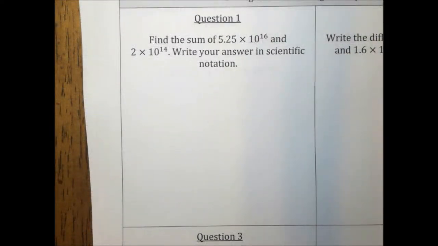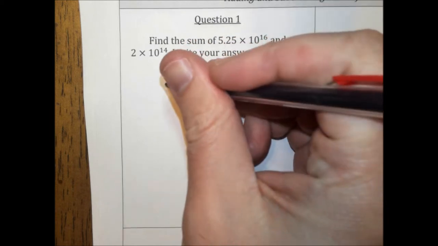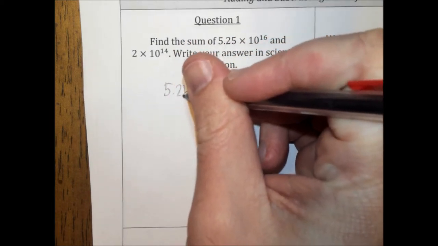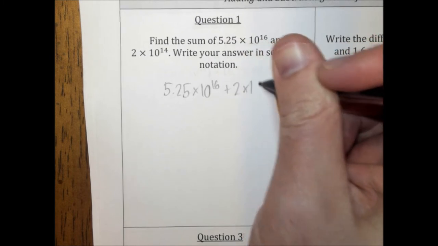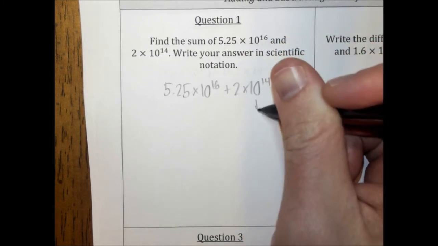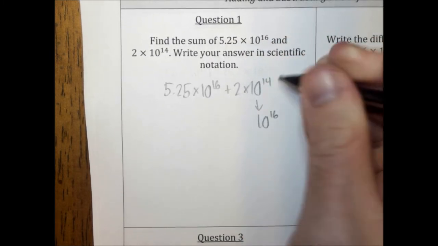Question 1. Find the sum of 5.25 times 10 to the 16th and 2 times 10 to the 14th. Write your answer in scientific notation. For these numbers to be added, the exponents need to match. So let's change the 14 to a 16.